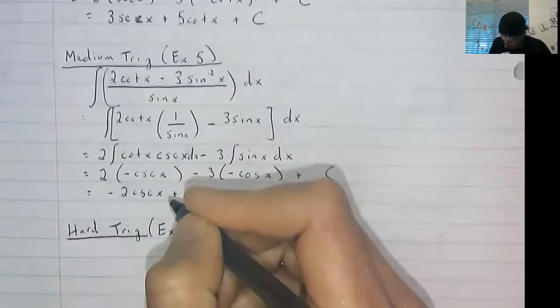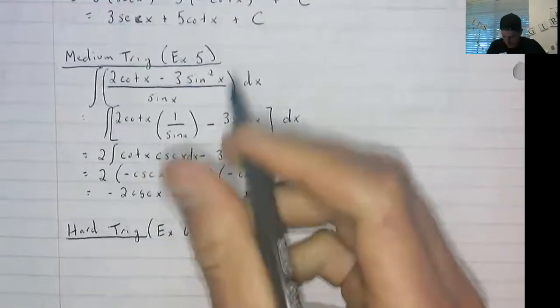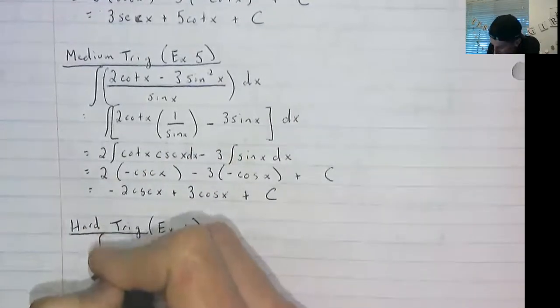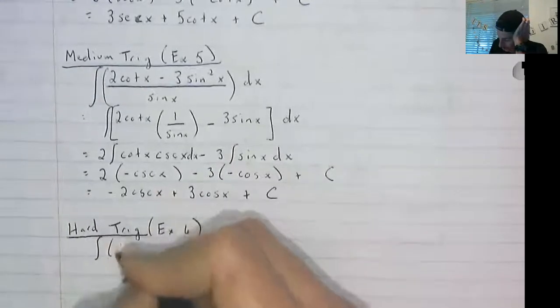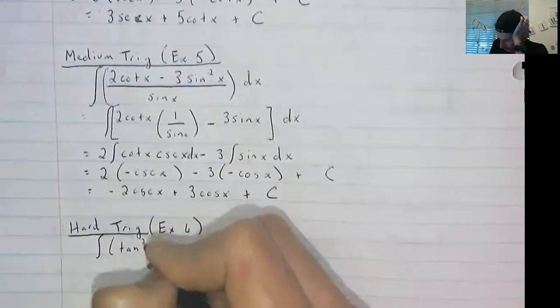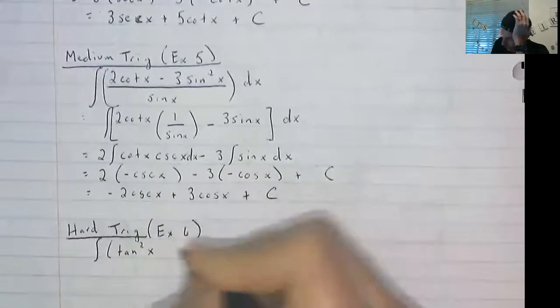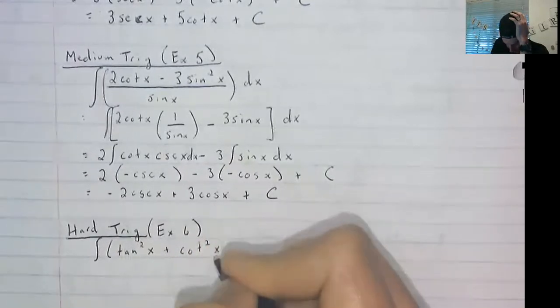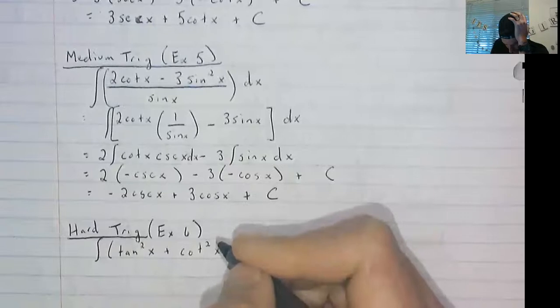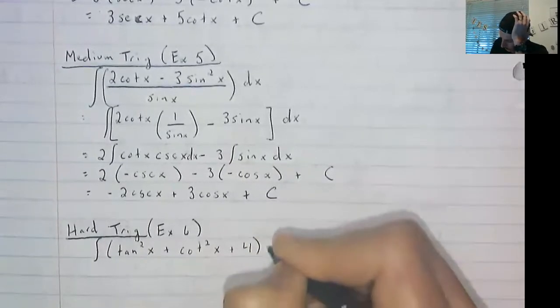And this is example 6, maybe? Sure. Example 6 is the antiderivative of tangent squared x plus cotangent squared x plus 4. Oh yeah, this one's fun. This one's cool.